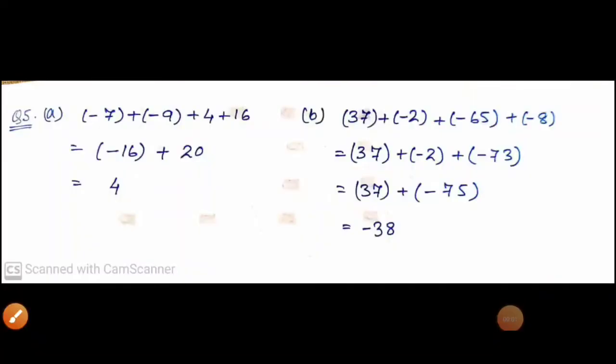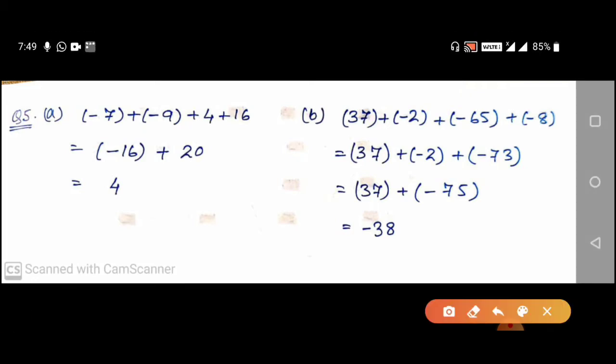Good morning everyone. Question number 5 of exercise 6.2 is given. Find the sum. Question number A is given: within bracket minus 7 plus within bracket minus 9 plus 4 plus 16. So here first of all we will add the negative integers first and positive integers separately.